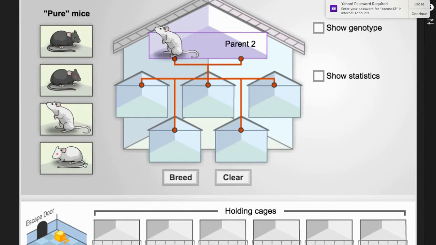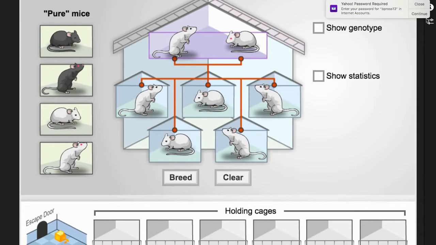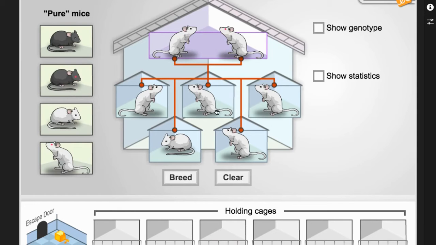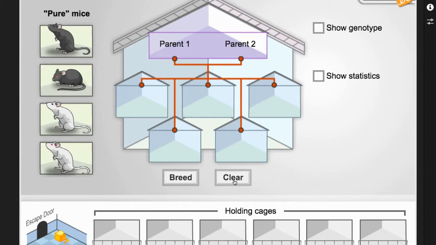Last thing here, when you take white and white, make a prediction. What are we going to get? Yeah, you guessed it, all white in this case. So this is the normal inheritance pattern. This is what we call Mendelian genetics. This one's pretty clear.